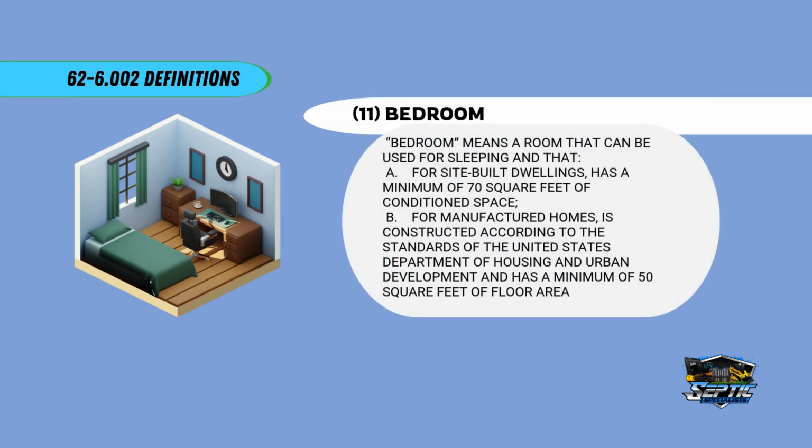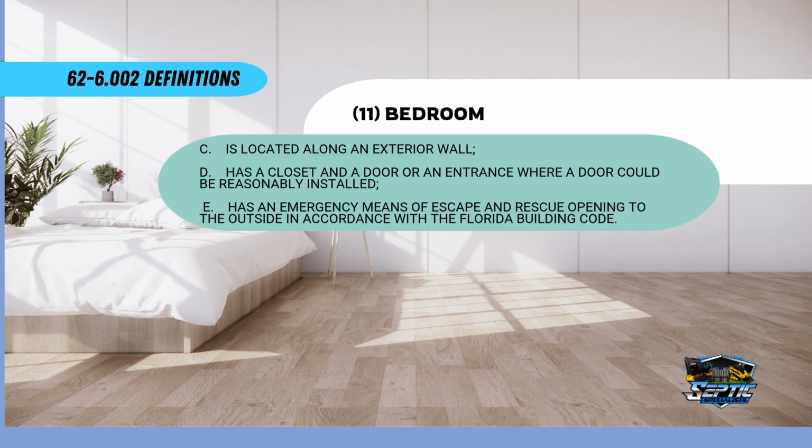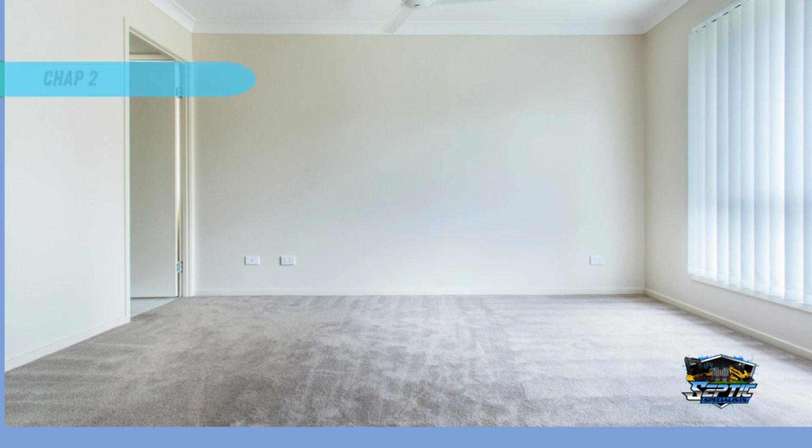Bedroom means a room that can be used for sleeping and that, a. for site-built dwellings, has a minimum of 70 square feet of conditioned space. b. for manufactured homes, is constructed according to the standards of the United States Department of Housing and Urban Development and has a minimum of 50 square feet of floor area. c. is located along an exterior wall. d. has a closet and a door or an entrance where a door could be reasonably installed. e. has an emergency means of escape and rescue opening to the outside in accordance with the Florida Building Code.